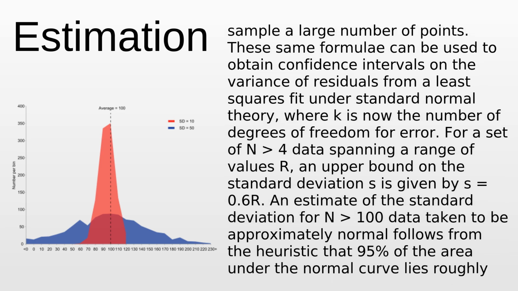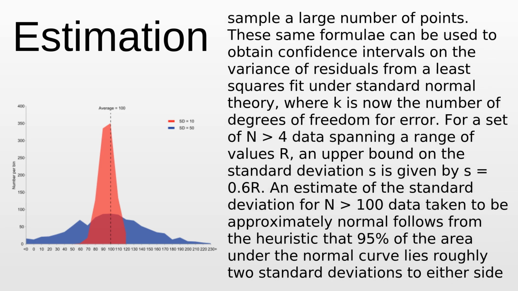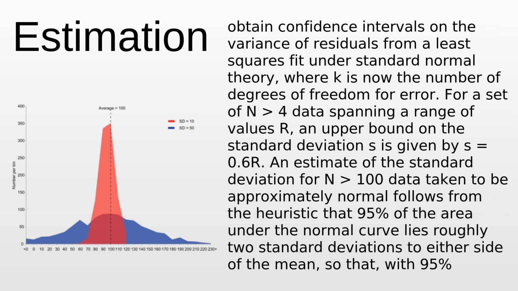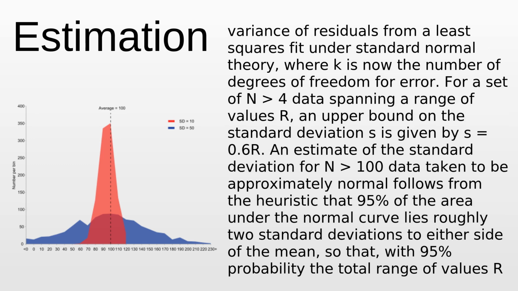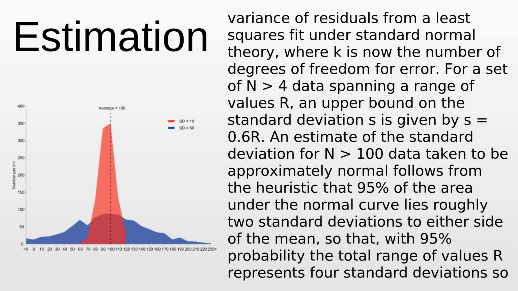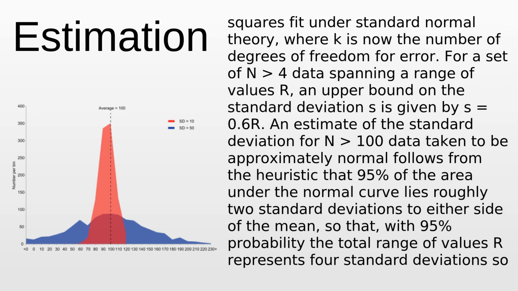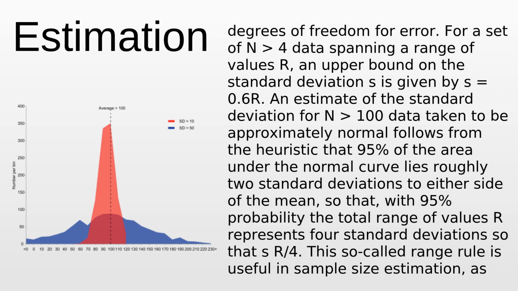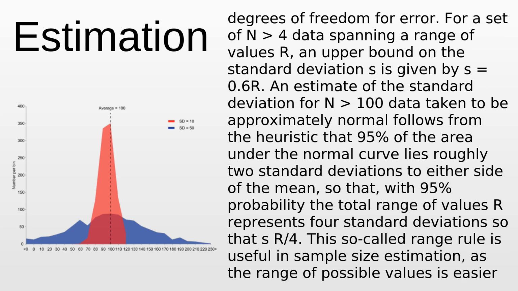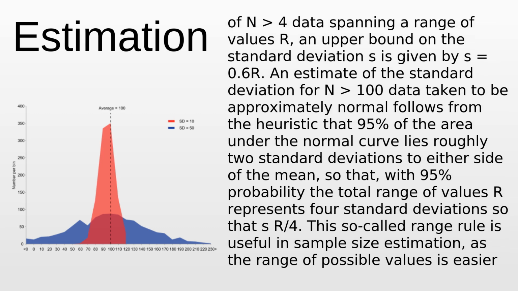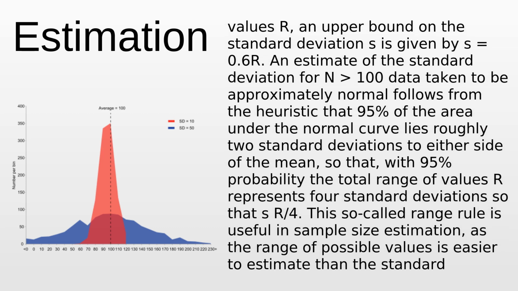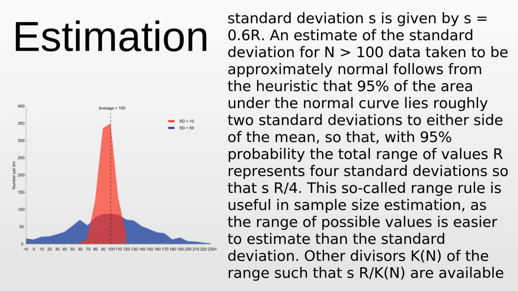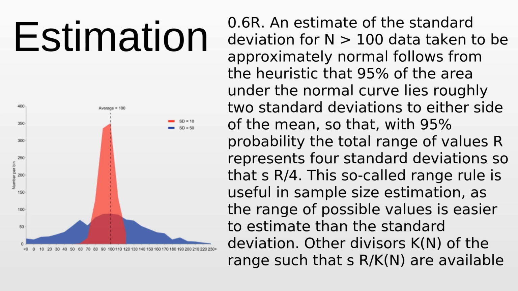To be more certain that the sampled SD is close to the actual SD, we need to sample a large number of points. These same formulae can be used to obtain confidence intervals on the variance of residuals from a least squares fit under standard normal theory, where k is now the number of degrees of freedom for error. For a set of n greater than 4 data spanning a range of values r, an upper bound on the standard deviation s is given by s equals 0.6r.